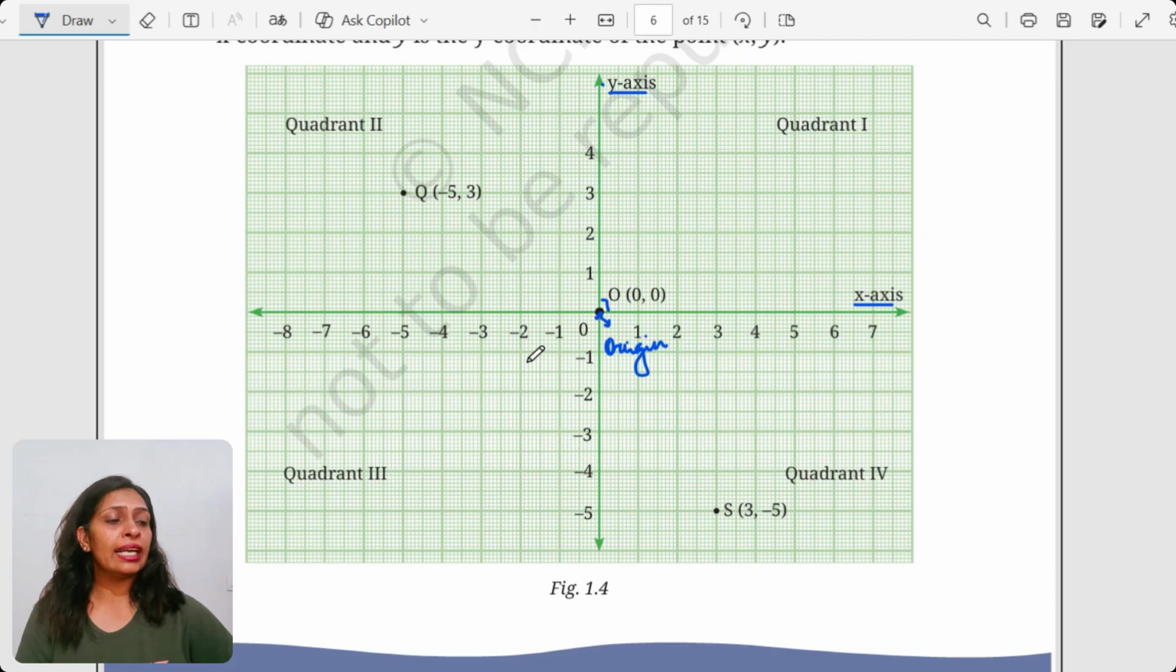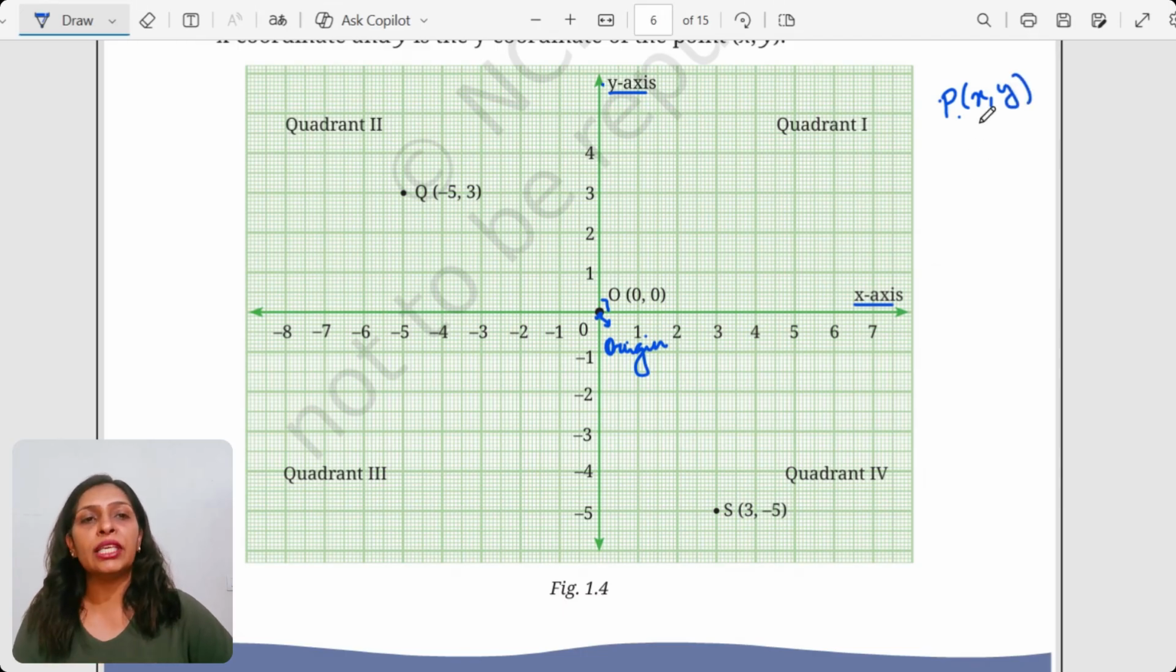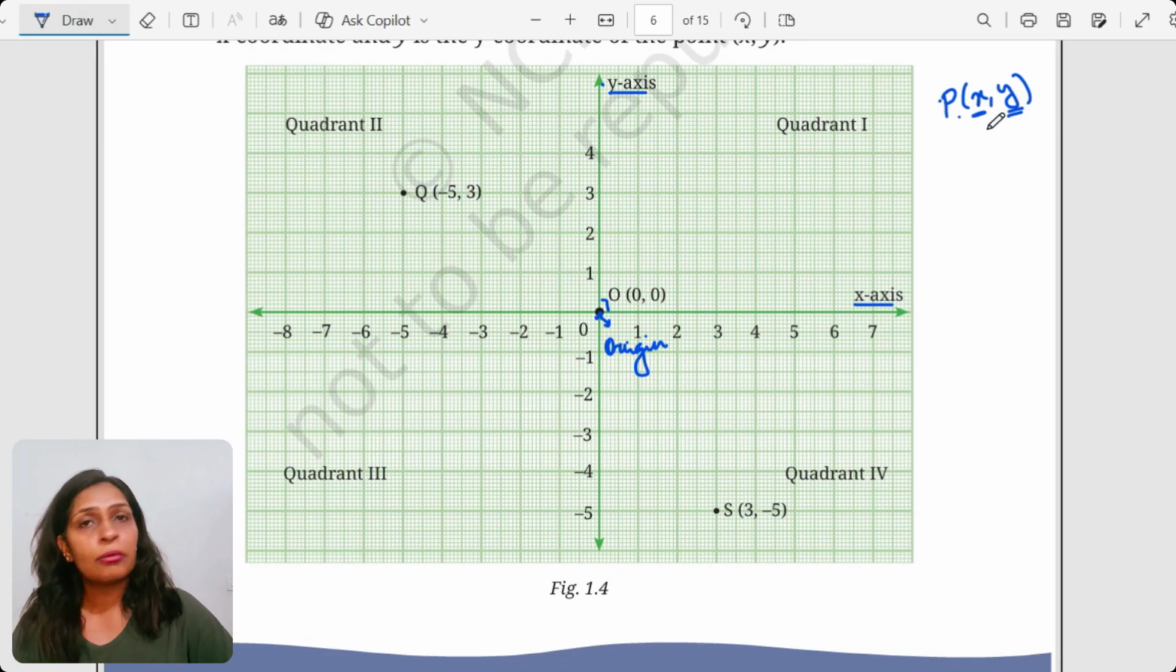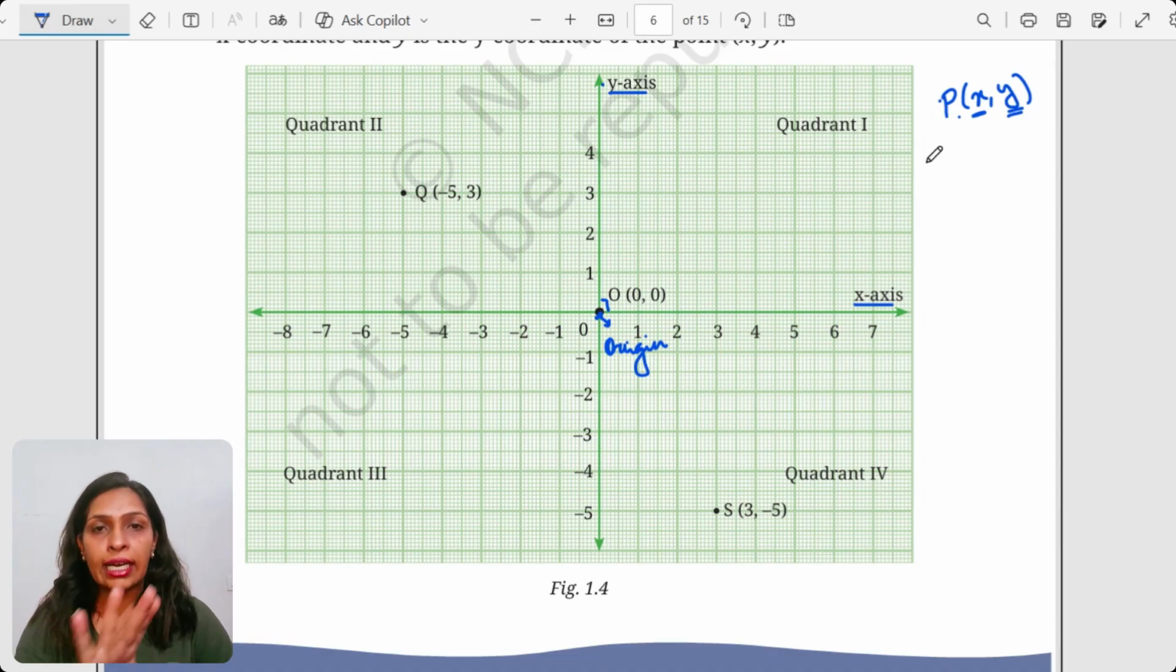As I've told you, these points are in the set of ordered pairs. Now when I say ordered pair, let us suppose there is a point P named (x, y). Ordered pair means that their position is fixed. The first is going to be the x coordinate and the second is going to be the y coordinate. You cannot alter it by yourself. Understood?